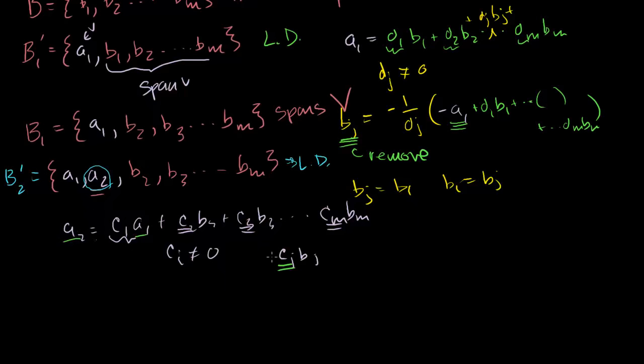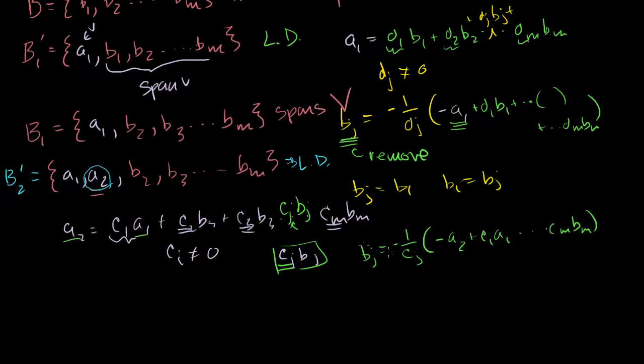So we're going to do the same exercise. This guy right here, that's someplace, cj, bj right here. Obviously, this coefficient is non-zero, so we can solve for our bj. Once again, we can say that bj is equal to minus 1 over cj times, now it's minus a2 plus c1, a1, all the way to cm, bm. So we have some bj here that can be represented as a linear combination of the rest of the people, including our new a2. And so, just like we did before, let's take him out of the set.